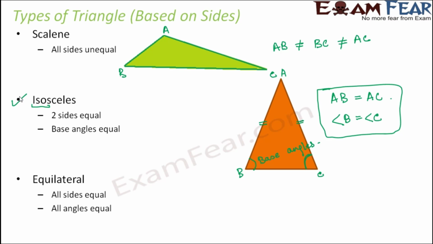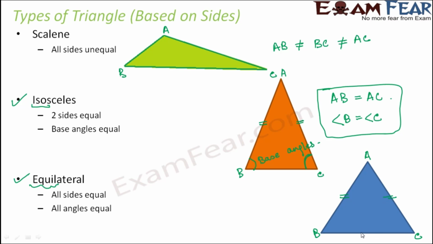And then the third type is equilateral. That means all the sides are equal. Equi means equal. So all sides equal, therefore all angles are also equal. So if this is a triangle ABC, in this case AB is equal to AC is equal to BC, and also the three angles are equal. That is, angle A is equal to angle B is equal to angle C.